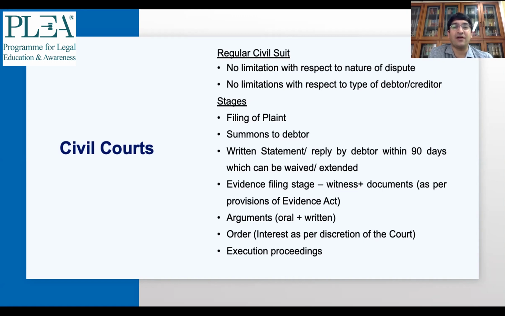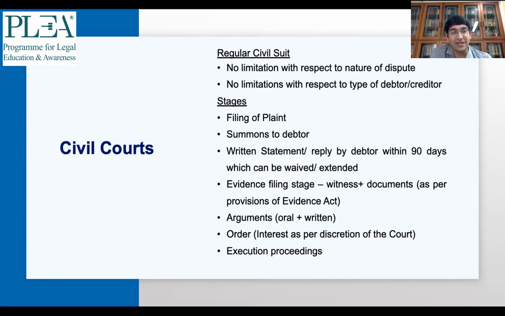And after that, once a written statement is filed, we come to the evidence filing stage, where you have witnesses and you also submit documents. Whether to accept these documents as evidence has to be decided as per the provisions of the Evidence Act. The Evidence Act requires that you give original documents. If it is a Xerox copy of a document that you're giving in the court, then you have to say why the original is not being given.